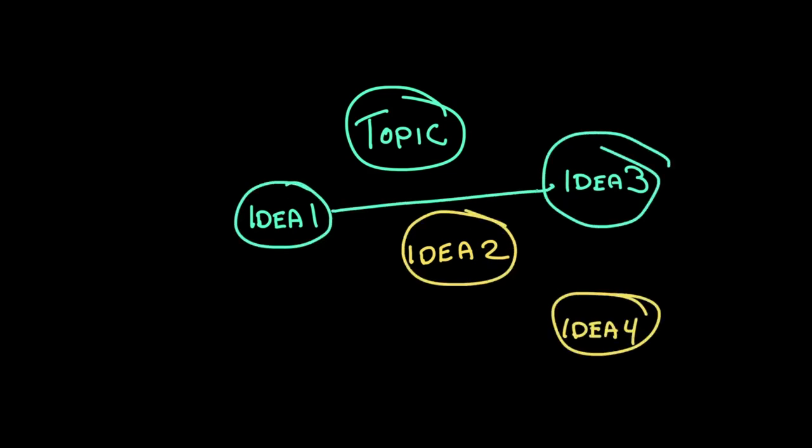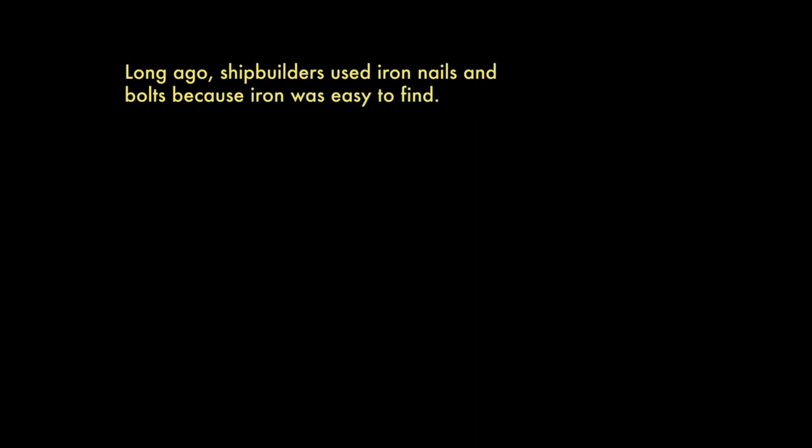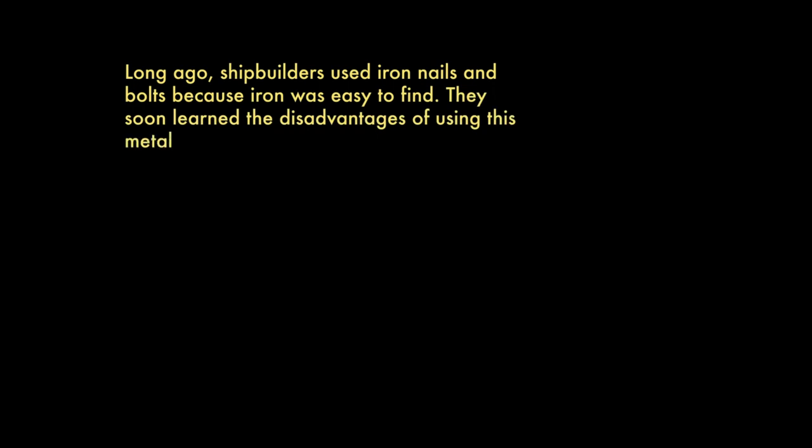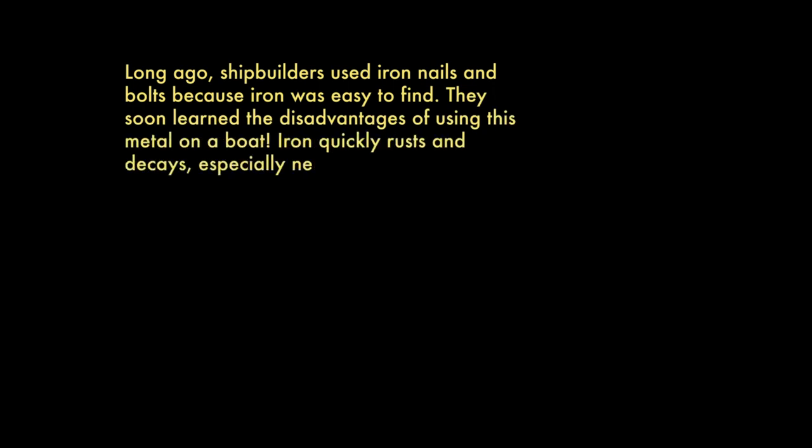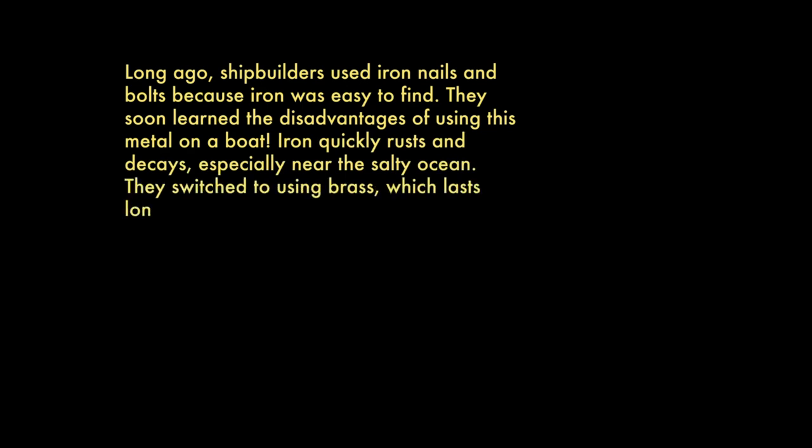When I look at a passage, I ask myself, what do all these sentences have in common? How are they connected? Let's explain with a brief passage about building ships. Long ago, shipbuilders used iron nails and bolts because iron was easy to find. They soon learned the disadvantages of using this metal on a boat. Iron quickly rusts and decays, especially near the salty ocean. They switched to using brass, which lasts longer.